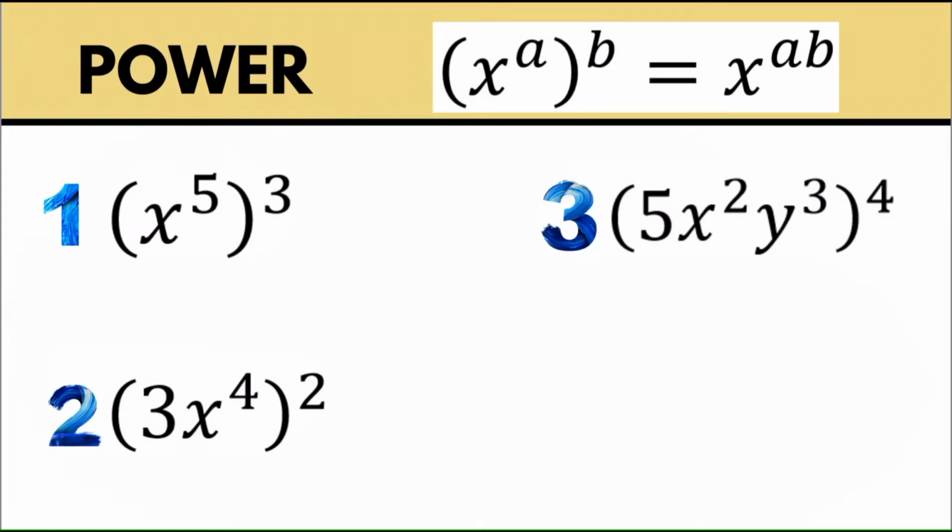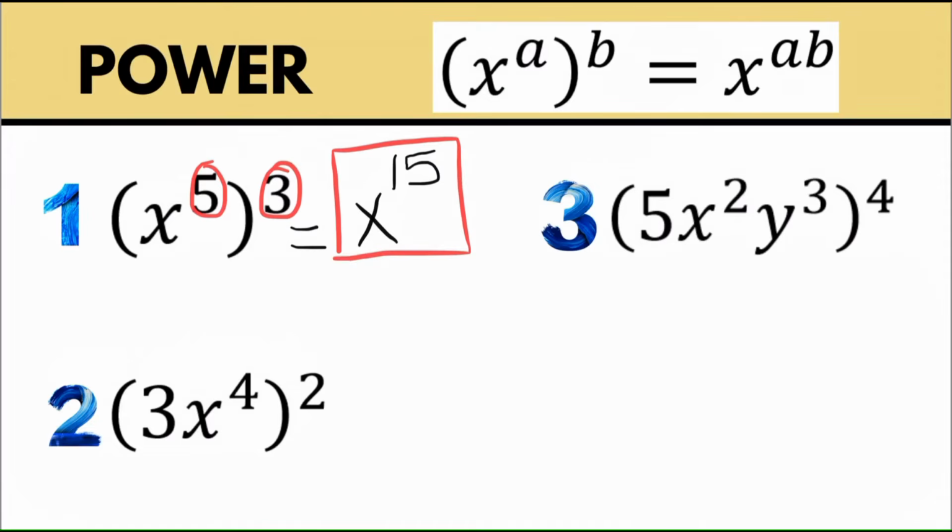So if I'm multiplying 5 times 3, 5 times 3 is 15, this is equal to x to the 15th power. Now, why does this work? Let's dive a little deeper. X to the 5th, as you recall when we did the product rule, means x times itself 5 times. So I would need to write x times x times x, that's 3, times x, that's 4, times x, that's 5. X times itself 5 times.